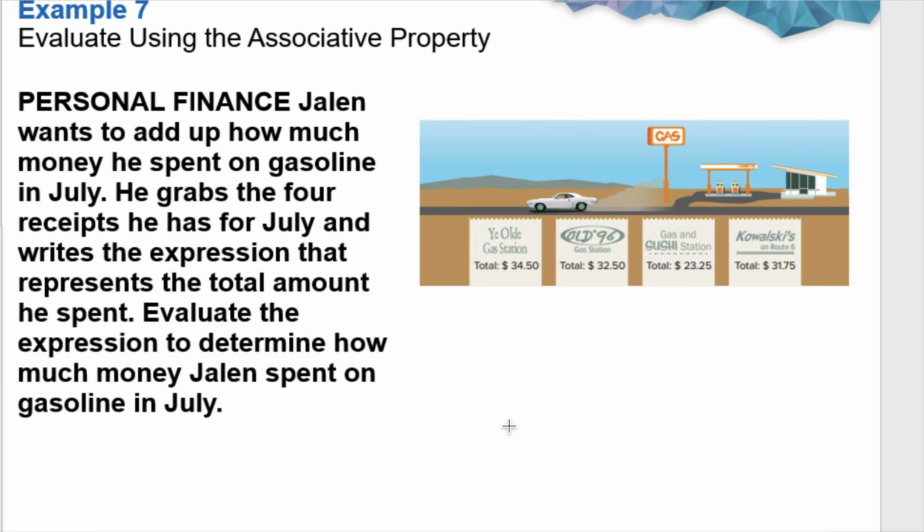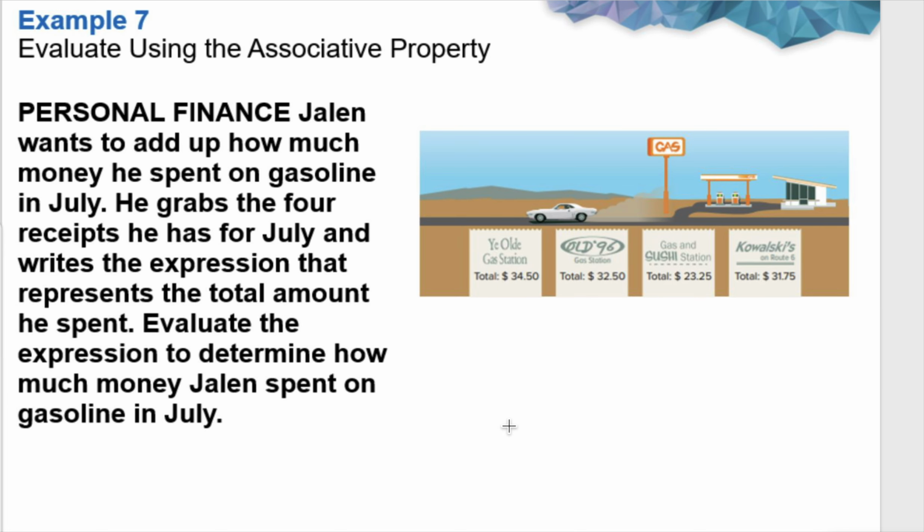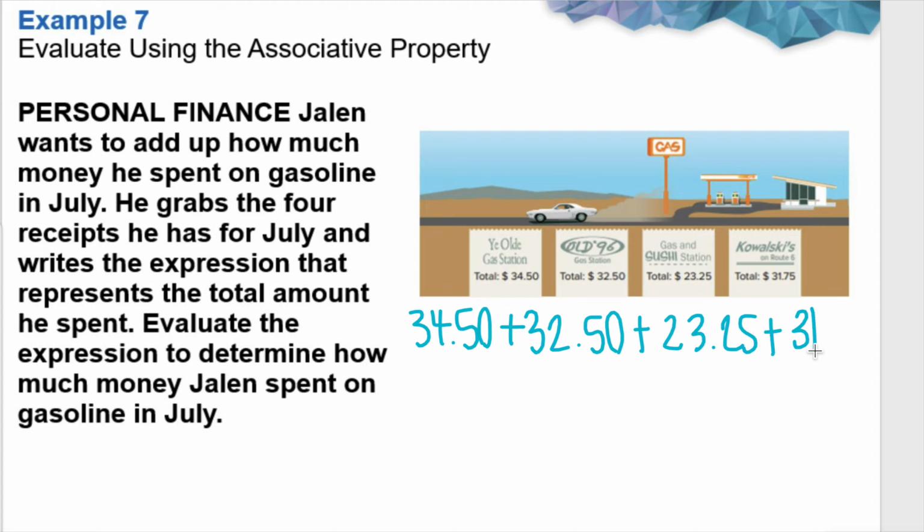Personal finance. Jalen wants to add up how much money he spent on gas in July. He grabs 4 receipts he has for July, writes the expression that represents the total amount he spent. Evaluate the expression to determine how much money Jalen spent on gas in July. So one way we can do this is write down all of our numbers that we spent at the gas station. So $34.50 plus $32.50 plus $23.25 plus $31.75.